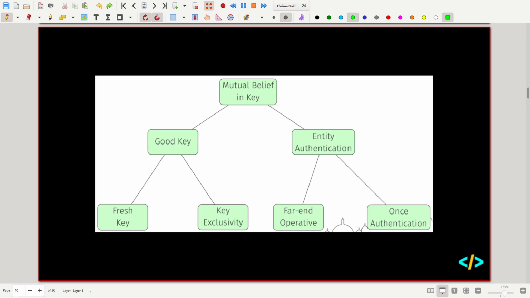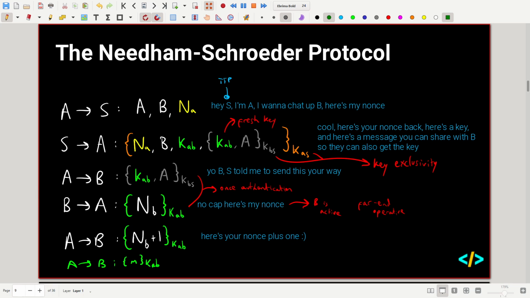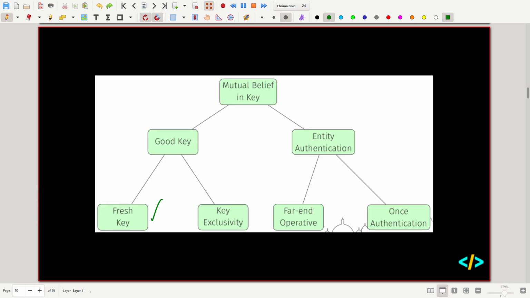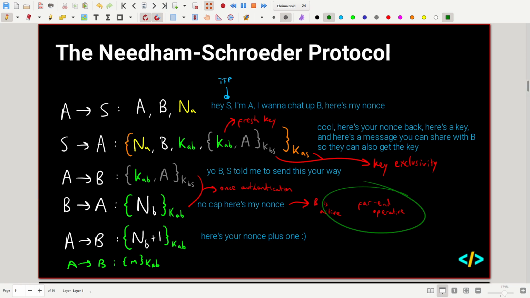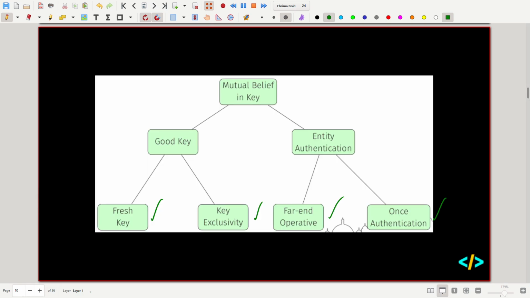This is just a reminder of our cryptographic goals. So fresh key, we achieved that through our nonces at the beginning, so we can tick that off. Key exclusivity, we've achieved that here because we're using KAS and KBS, which are the keys that each A and B share with a trusted third party. Far end operative, because we know B is active because they send the nonce after they get the new fresh key. And once authentication we've also achieved because here we know B wants to talk to A when they send their nonce over. So we've achieved all of our cryptographic goals, and that's why we have that mutual belief in the key.